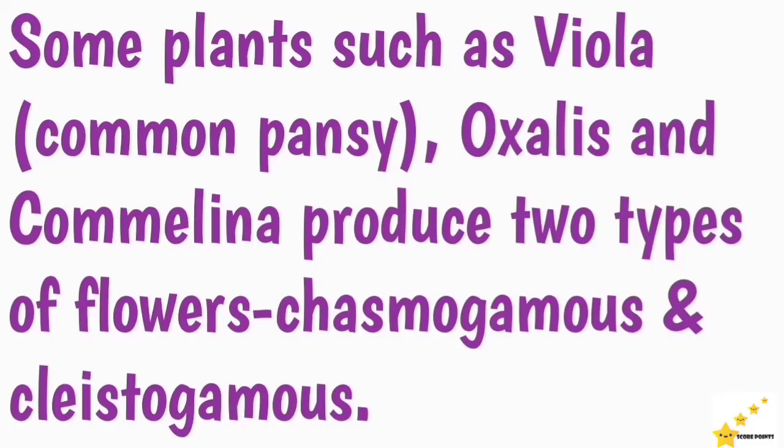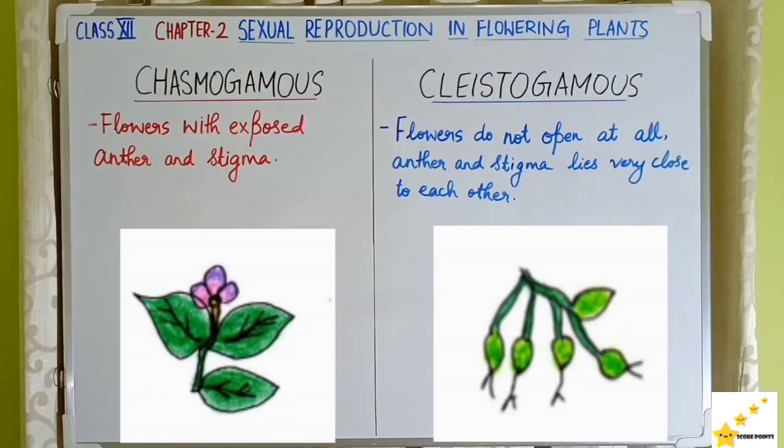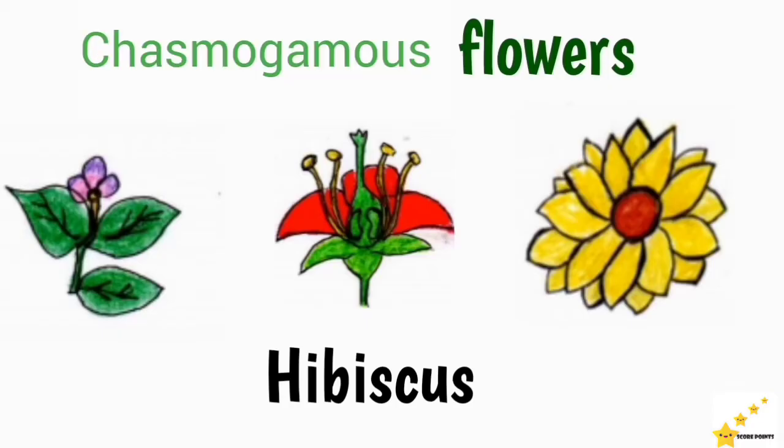Some plants such as viola, which is common pansy, oxalis, camelina, they produce two types of flowers, chasmogamous and cleistogamous flowers. Chasmogamous flowers are flowers that are similar to the flowers of other species with exposed anther and stigma. That means the chasmogamous flowers are those flowers which have exposed anther and stigma. You can see the diagram of chasmogamous flower.